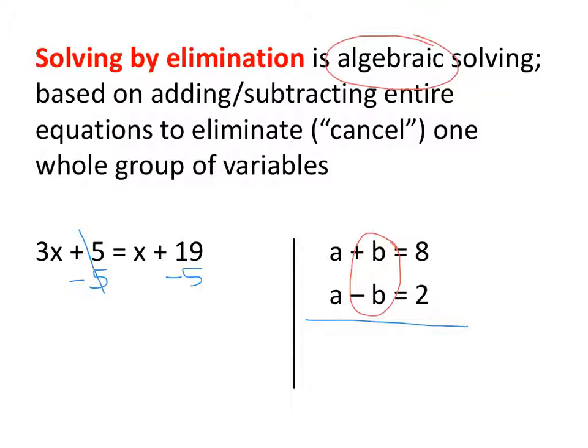A plus A will leave us with two A's. Positive B and negative B eliminate. If we want to, we can think of this as 0 B's, although generally we don't write that piece down. 8 adding 2 will be 10. So if we know that 2A is equal to 10, we can keep solving to find out that A is equal to 5. And this is the basis of the method of elimination.